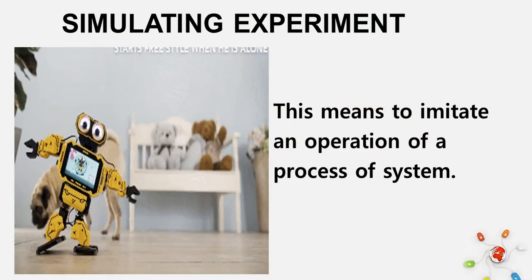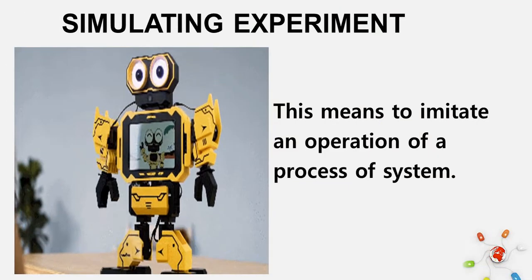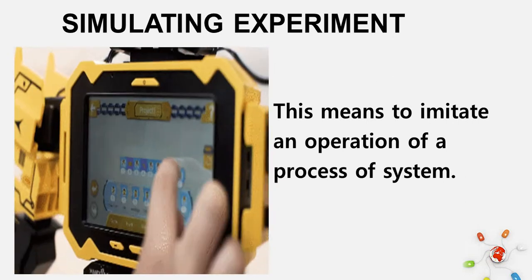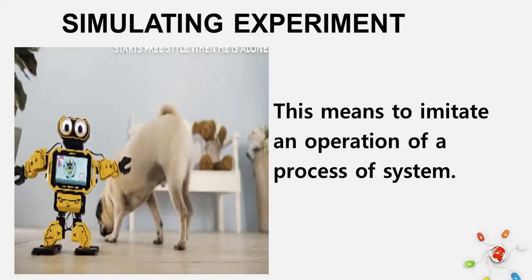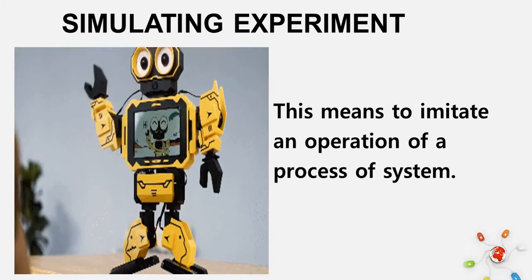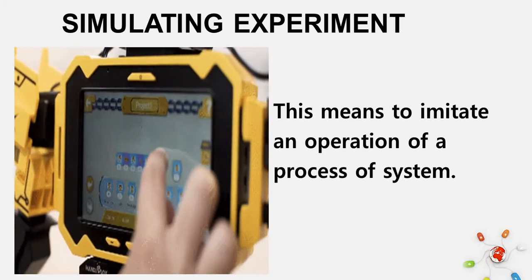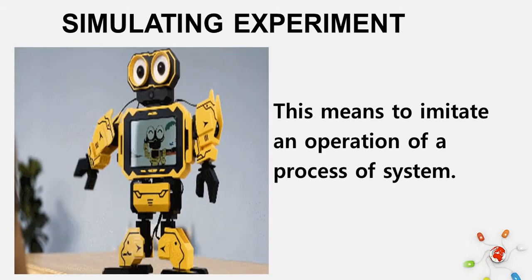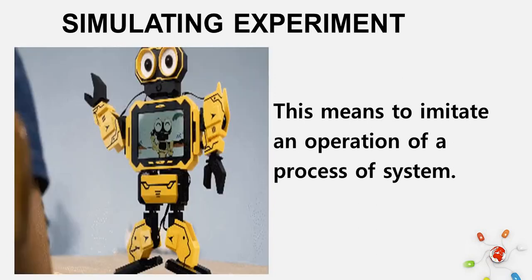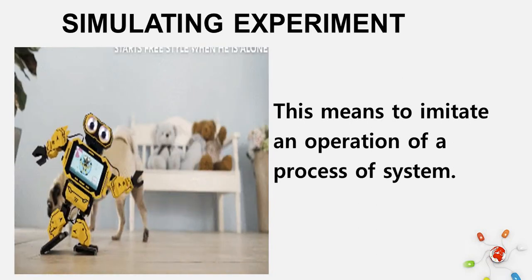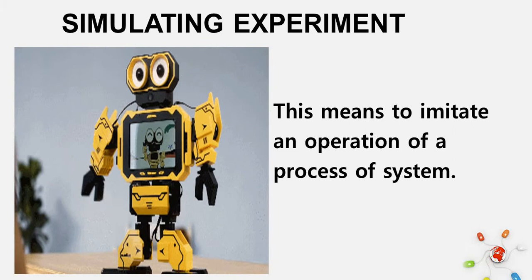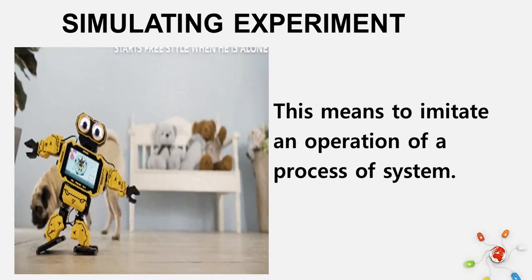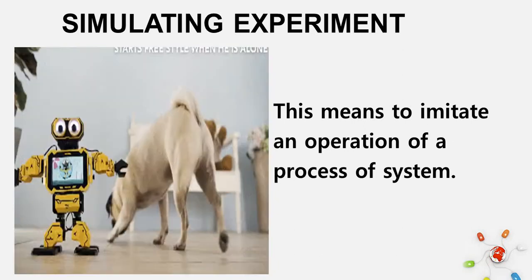Now, first of all, what is simulating experiment? We simply put that it means to imitate an operation of a process or system. When we say imitate or mimic an operation, it means you are repeating an action continuously while gathering information. But while gathering information, such data may not come exactly the way it was before.